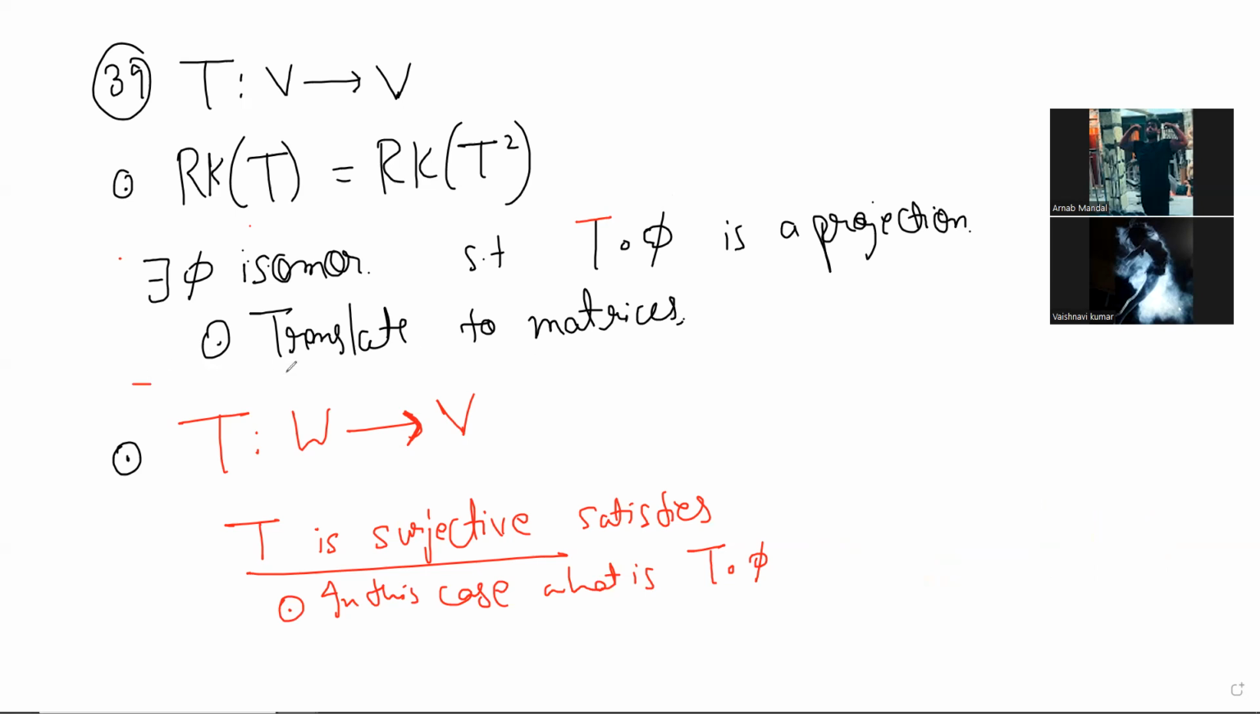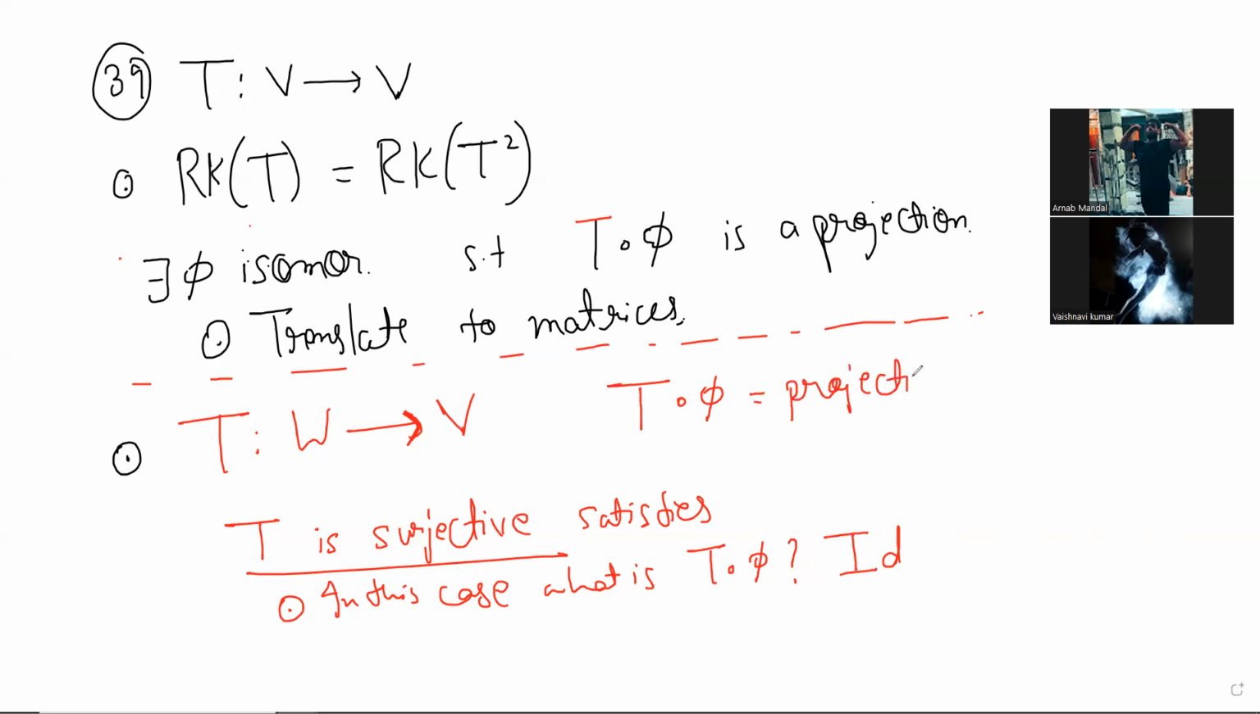Right. So you have done this. Right? In this case, what is T phi? Okay, and the answer would be that it is identity. You don't need it to be an operator, if it is surjective. Okay, you see my point, right? What I'm saying is that you take this T, then there is a phi such that this is a projection.